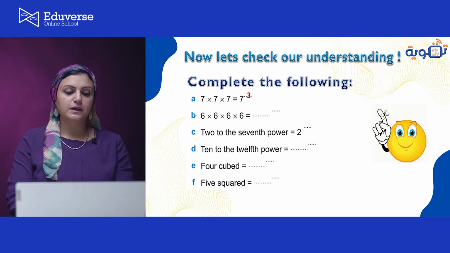Number C, 2 to the 7th power. The base here is 2 and the power is 7. Number D, 10 to the 12th power. In this case, the base is 10 and the power is 12. So it's going to be 10 to the 12th power as it is. Okay, 4 cubed. What does it mean? It's 4 power 3. And the last one here, 5 squared, which means 5 power 2.